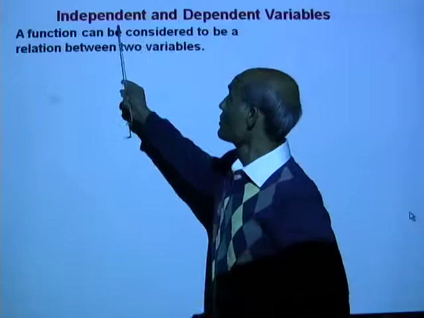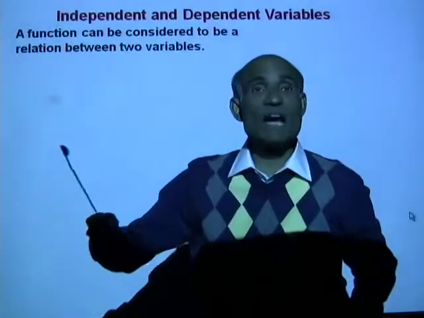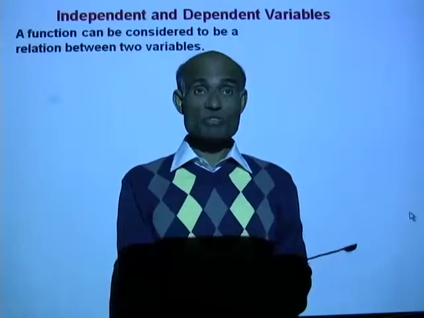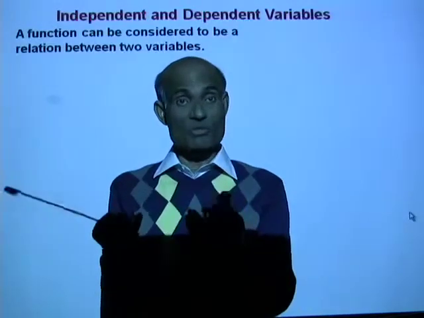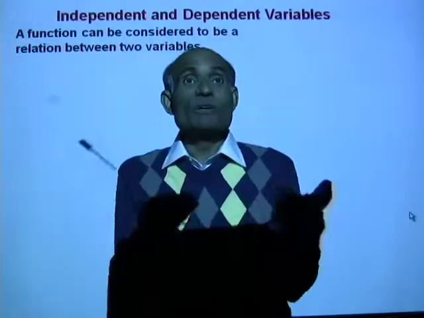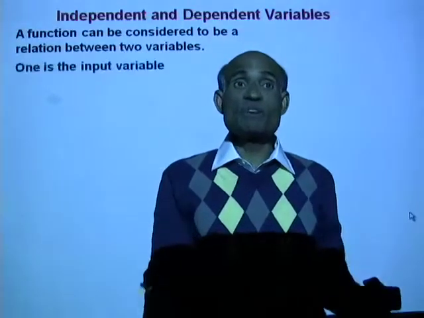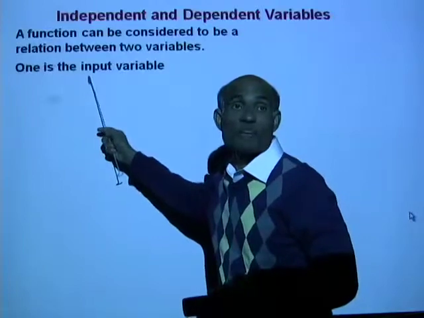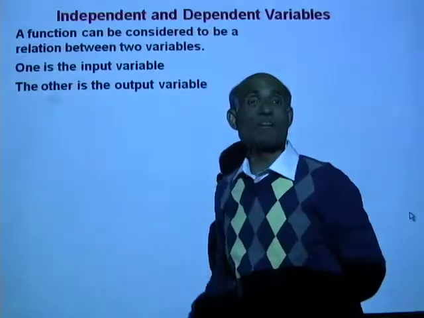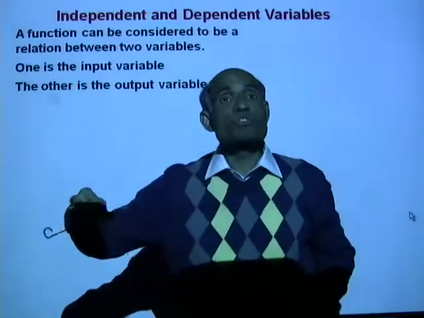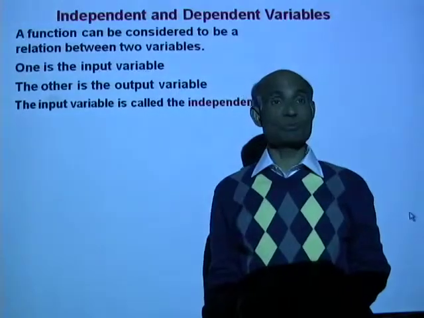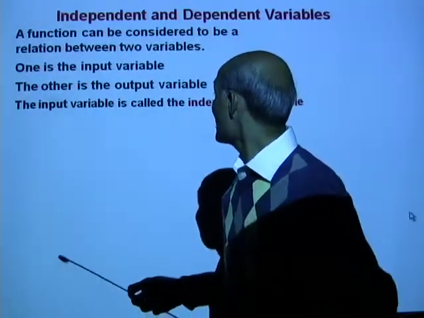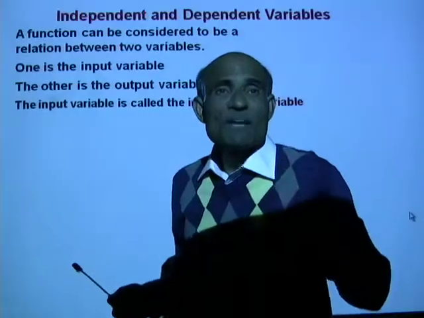Okay, let's now talk about independent and dependent variable. In the function we just talked about, there are 2 variables. Time is a variable. The amount of dollars is a variable. Is that right? Now, one of them is the input. Which of them is the input? And which is then the output? Now, the input variable is called the independent variable.